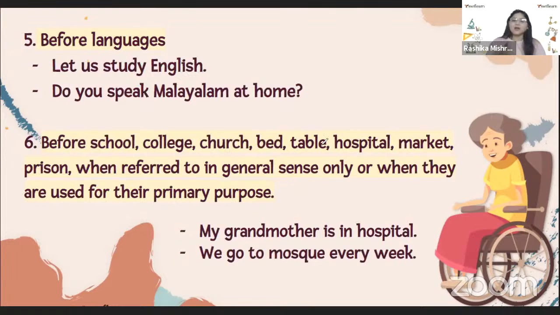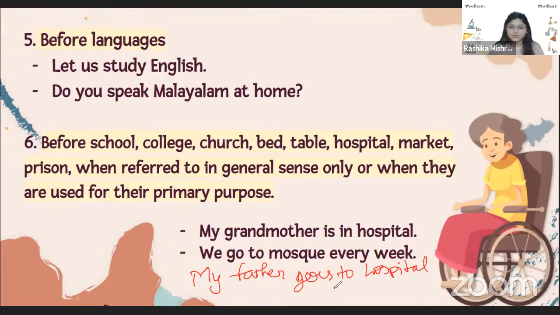But let me tell you another example. See, if this will be the answer: my father goes to the hospital to see him.